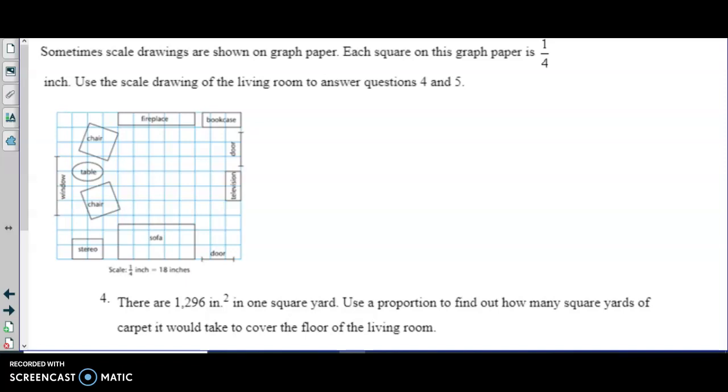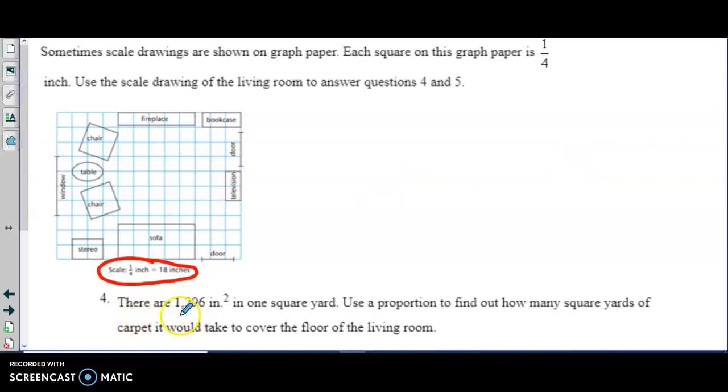All right, sometimes scale drawings are shown on graph paper. Each square of this graph paper is 1/4 inch. Use the scale drawing of the living room to answer questions 4 and 5. All right, and down here it says our scale, and this is important. We always need to know our scale. So 1/4 inch equals 18 inches in real life.